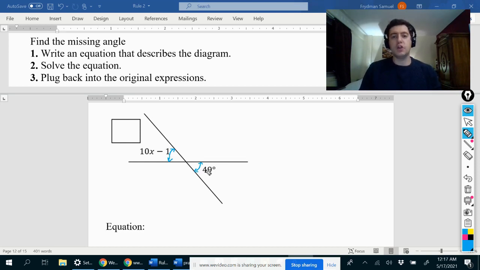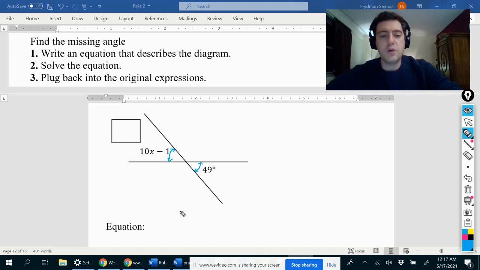What do we know about vertical angles? We know that vertical angles are congruent. They are equal to each other. And therefore, the equation that we can write to describe this is that this is equal to this. So my equation is going to be 10x minus 1, which is just this expression, is equal to 49. Okay, so I've done step 1. Now we'll do step 2 where we'll solve the equation.